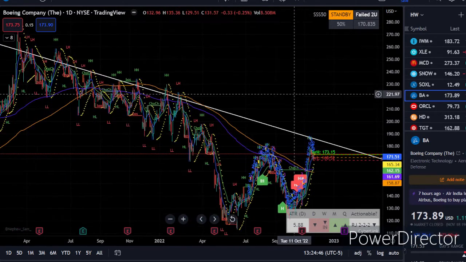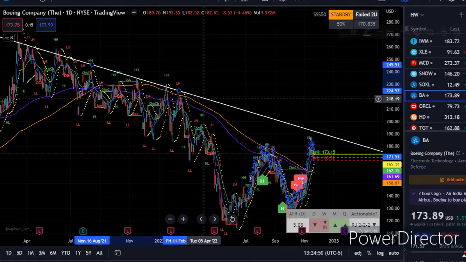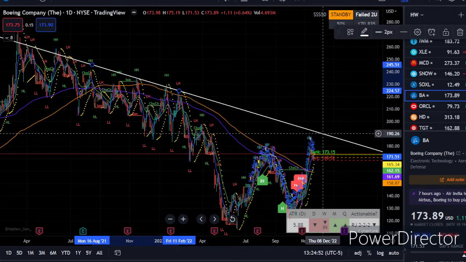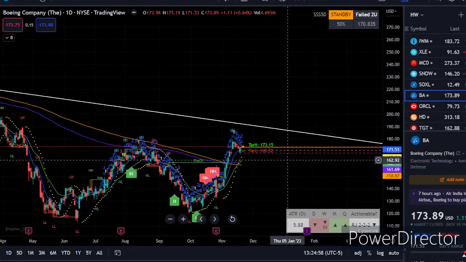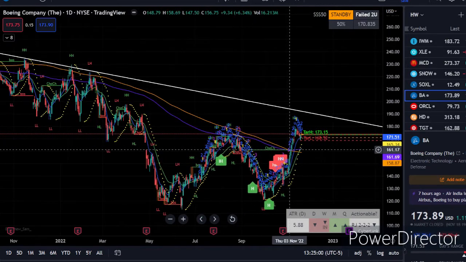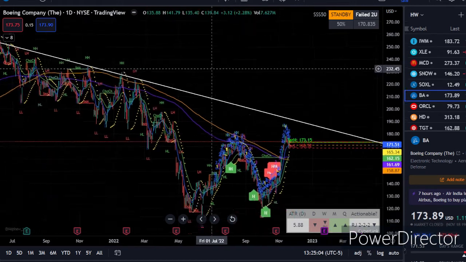Okay, so yeah, maybe I can move this up a little bit. Okay, so yeah, 190 will get us out of this downtrend. But we are above the 200, so just have to see if we can hold. You know, it hasn't been above it in a very long time.